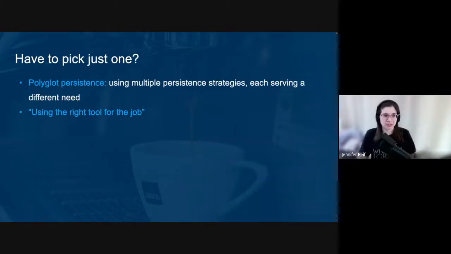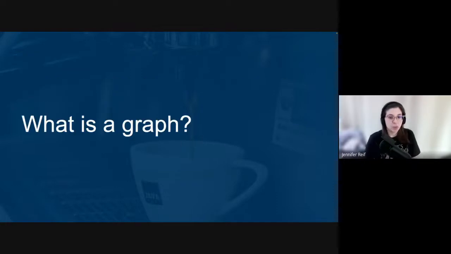Now, do you have to pick just one? You don't actually. It's called polyglot persistence, and this is using multiple persistence strategies, each serving a different need. So you can have different types of databases to serve different business needs or strategic needs. It's basically just using the right tool for the job. Whatever data scenario you come up with, use the tool that best fits that data at the time. So that does exist. Neo4j is not so naive to think we need to exist in a bubble. There are lots of other data stores that need to be involved depending on the business strategy and solution you're looking at.